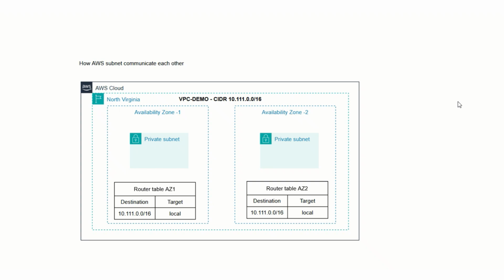Hi everyone, we are going to see how AWS subnets communicate with each other. So I hope you guys have an idea about what is AWS, what is VPC, what is a region, and what is an AZ. So I have to give you some insight about each of them.